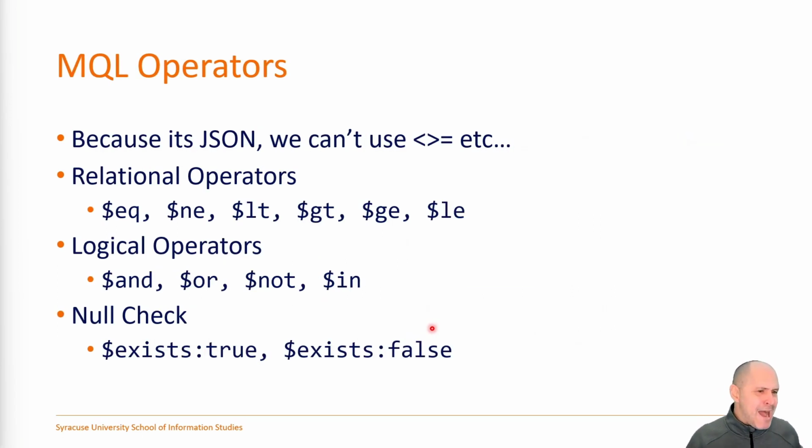There are also these weird operators. Because it's JSON, you can't use greater than symbols and equals symbols. Those things just aren't going to fly. So we have to use these special operators that begin with a $ sign. So this is equals, not equals, less than, greater than or equals, less than or equals. And we have logical operators like and, or, not, in. And then we have null checks, like you can check to see if an attribute exists. Exists true, exists false. So we have a lot of different ways that we can look for data in our document.